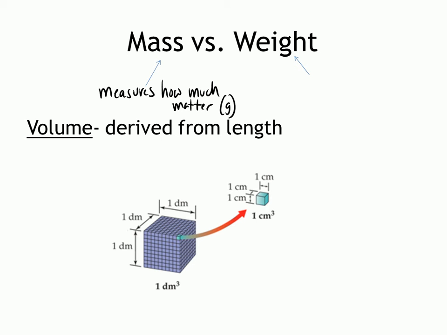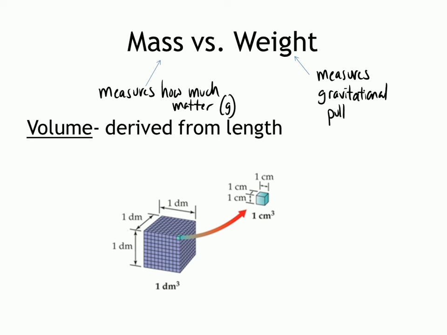Okay, weight is really just a measure of the gravitational pull, which is proportional to mass for a given location. For instance, on Earth. So on Earth, we have a certain gravitational pull, and that is proportional to the mass. But if you go to the moon, the weight of something would be different, even though its mass, how much matter there is, would be the same.